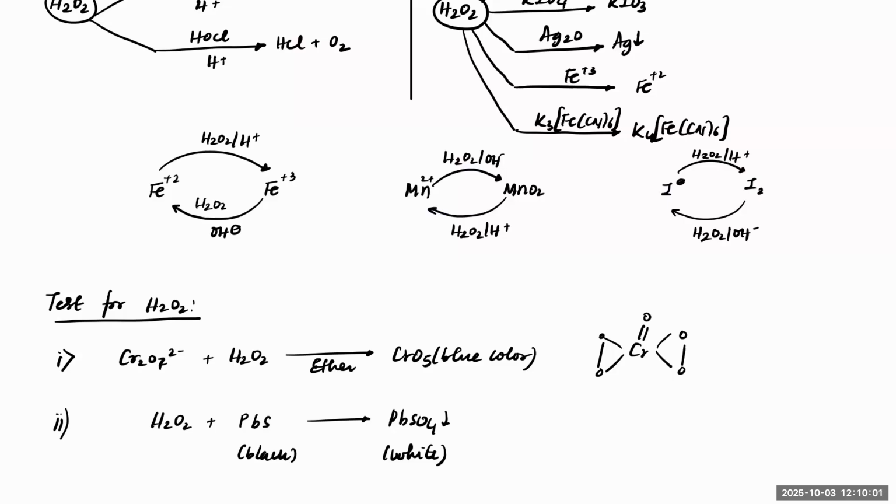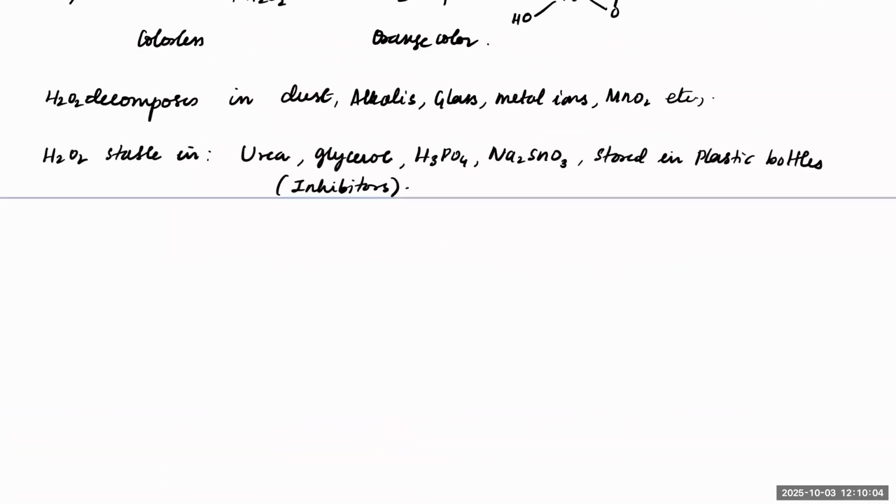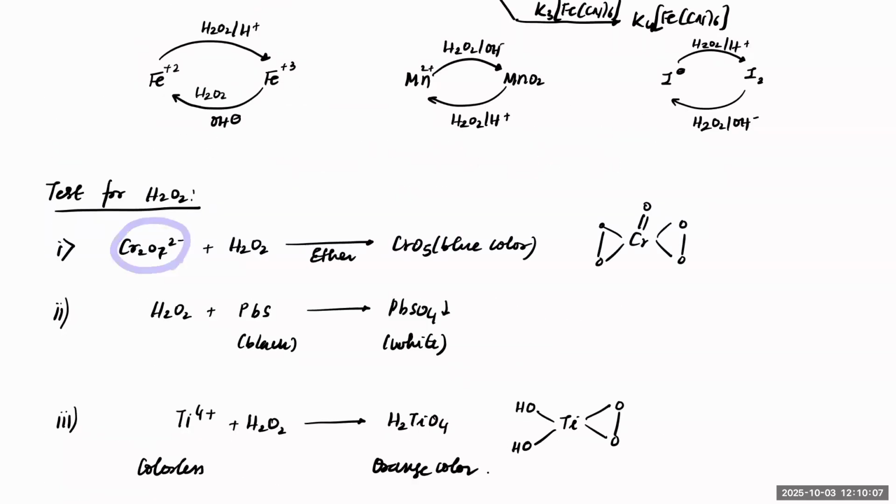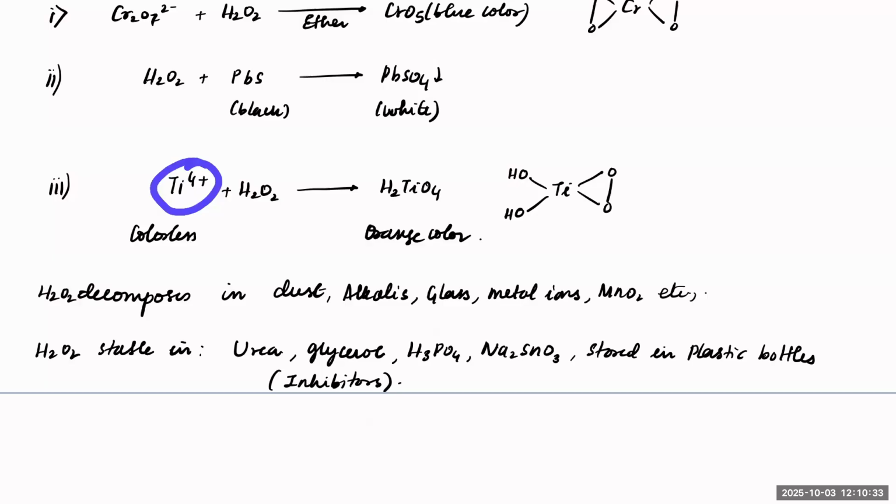Test-wise, Cr2O7 2 minus can be treated with peroxide to convert into CrO5, which is a blue colored solution. It can only be stabilized if ether is added. Otherwise, it will convert back into Cr plus 3. Next, peroxide reacting with PbS, which is black, will convert it into a white precipitate, which is PbSO4. And titanium Ti plus 4, when you react with H2O2, gets a peroxy linkage to titanium, and that will be orange in color.